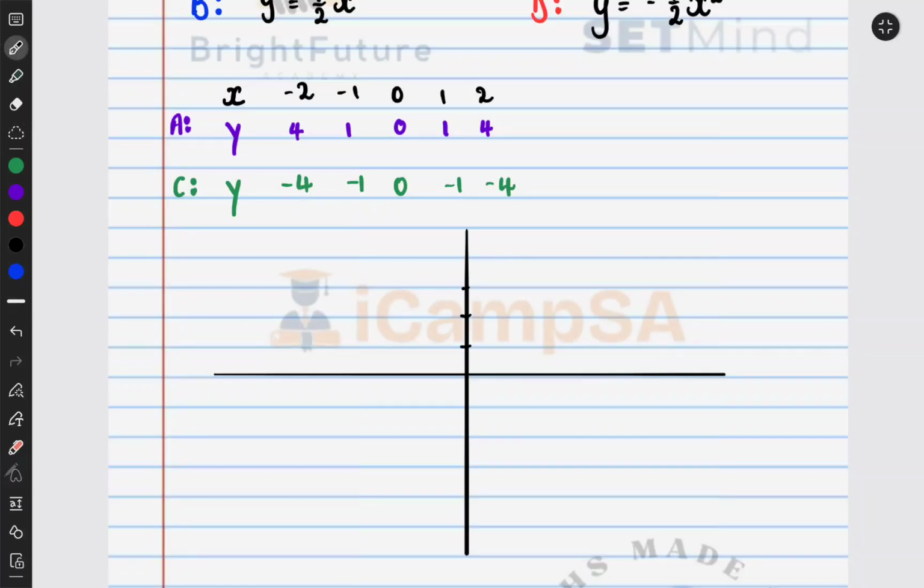So this is our Cartesian plane. We're gonna have 1, 2, 3, 4 on each positive axis, and -1, -2, -3, -4 on the negative sides. And also, don't forget to always label your axes.